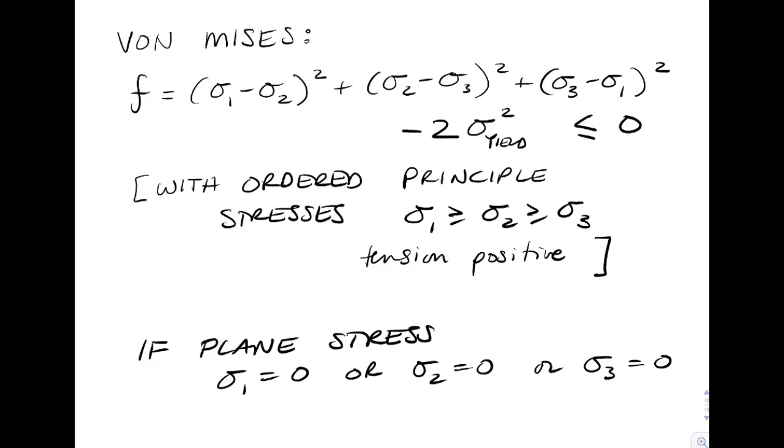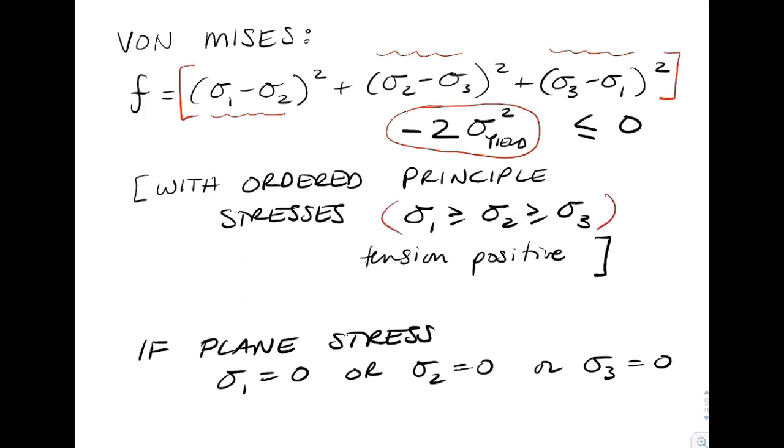So rearranging that equation, we've got the terms of sigma 1 minus sigma 2 squared. So this is the diameter of one of the circles. Here's the diameter of the other circle and the diameter of the third circle. And so we're going to take those diameters and square them and compare them to 2 sigma yield squared. Right, and again, ordering the principal stresses from sigma 1 being the most tensile to sigma 3 being the least tensile. And in a plane stress problem, one of those would end up being 0.